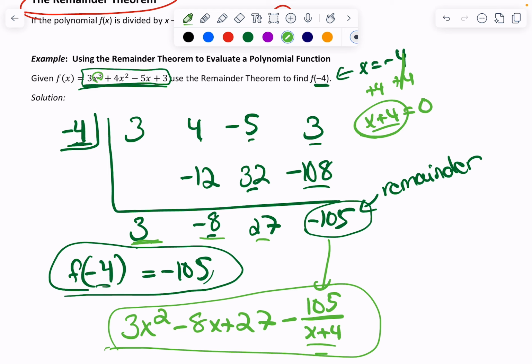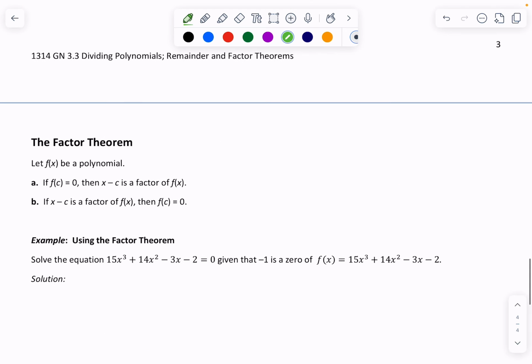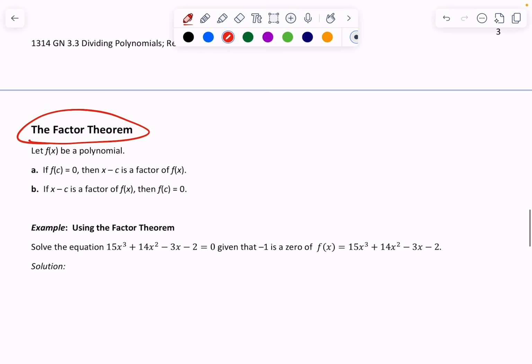Okay, we've got one more page here, which is the factor theorem. If f of x is a polynomial, and f of c equals 0, then x minus c is a factor of f of x. What this means is that there's no remainder because it is 0. If x minus c is a factor of f of x, then f of c equals 0.